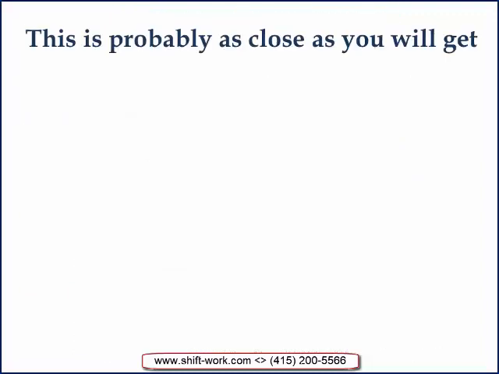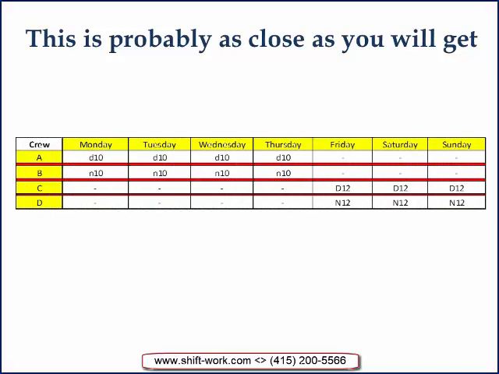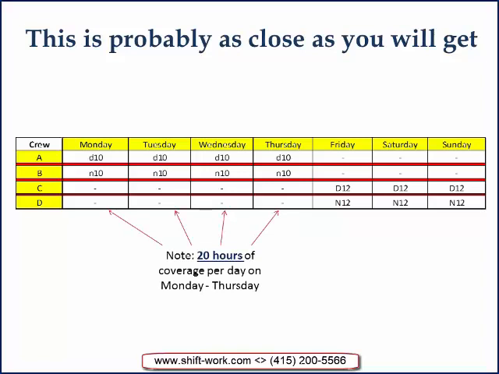Since we now know that 10-hour shifts don't go well into 24 hours a day or 7 days a week, let's take a look at how close we can probably get. Here's a schedule that is actually a 4-crew schedule with 4 separate schedules within it. Crew A, B, C, and D each have their own pattern. Crew A works 10-hour day shifts Monday through Thursday. Crew B works 10-hour night shifts Monday through Thursday. Crew C is a weekend crew that works Friday, Saturday, and Sunday for 12 hours. And Crew D, also a weekend crew, works Friday, Saturday, and Sunday, but they're on the night shift for 12 hours. We'll notice that we only have 20 hours of coverage on Monday through Thursday.